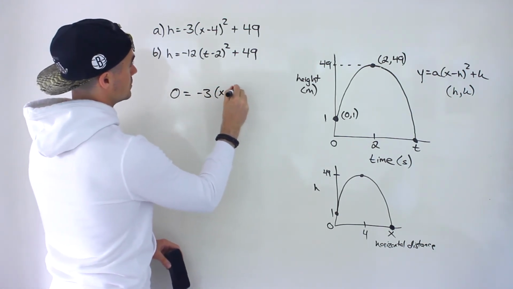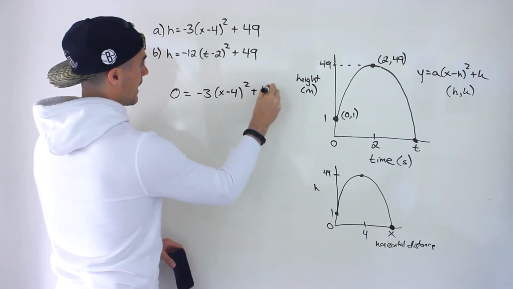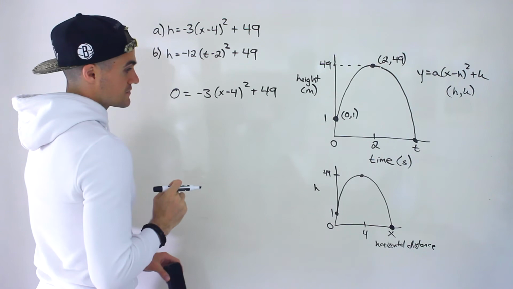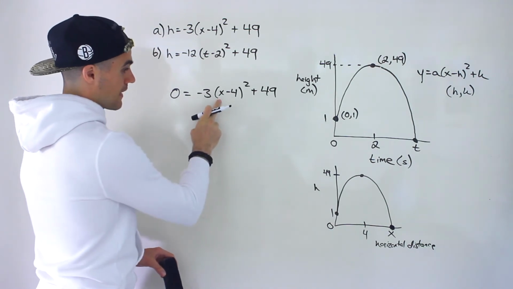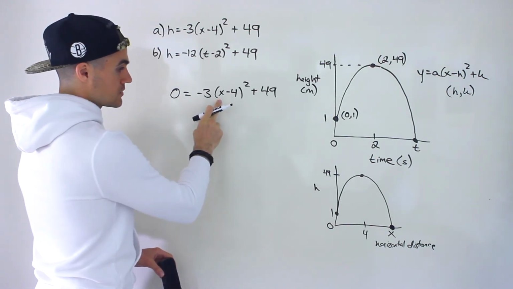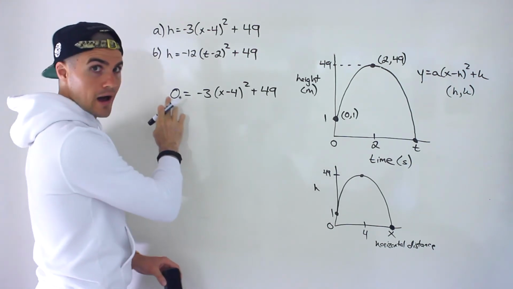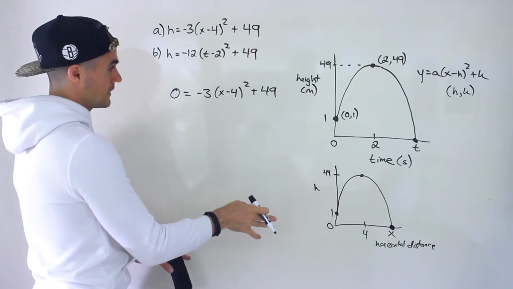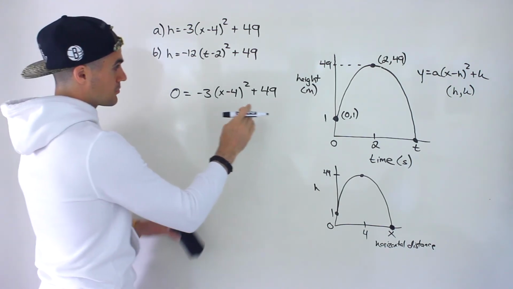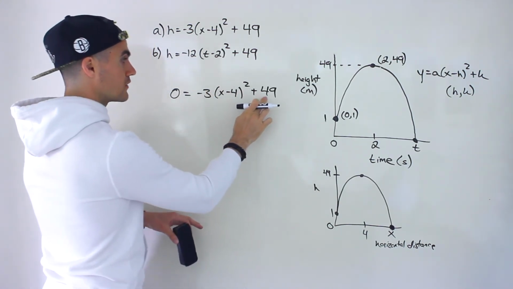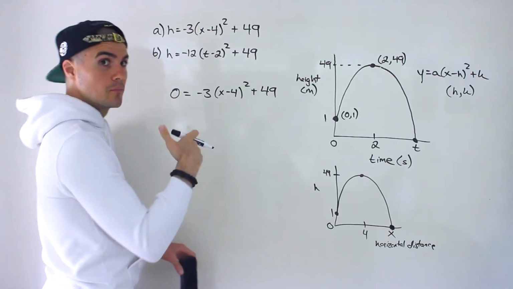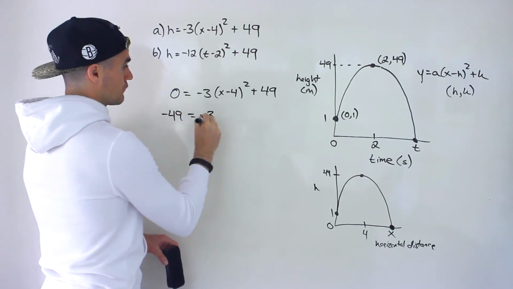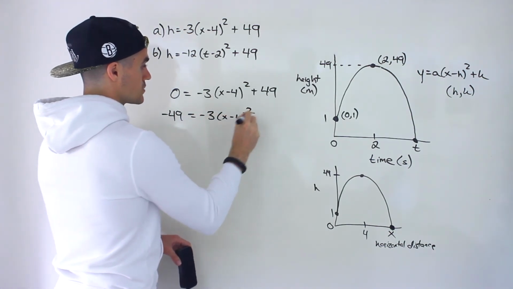So what we can do is we could take this equation here, and we could plug in 0 for h. And then notice that all that's left to solve for is this x value, right? And that x value is going to be the horizontal distance when the height is going to be 0. We're actually going to get 2 x values, and I'm going to explain why in a second. But let's go through this process here. So what you want to do here, first bring the 49 over, so you have 0 minus 49, which gives us negative 49. And then we'll have negative 3, x minus 4 to the power 2.